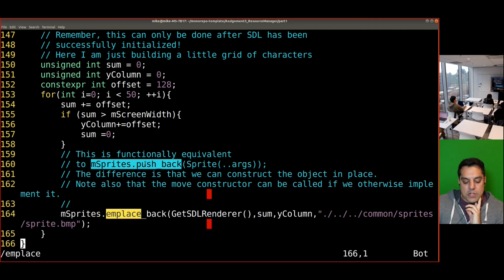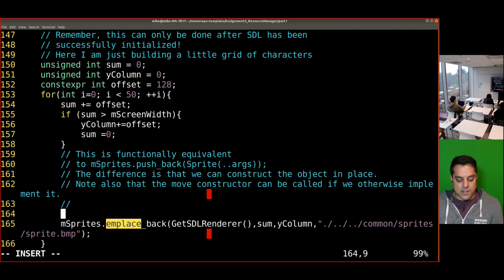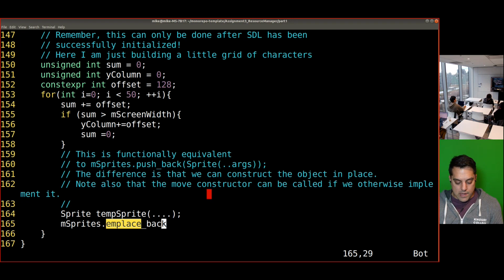You could just use push back, which is fine, which I think will do the right thing if there is a move constructor. I've got to check. In C++, again, meaning that it's pretty efficient, right? The other way to do this, and maybe this is the easiest way, is just to create a temp sprite, put the arguments here, and then just say push back here like this, okay?